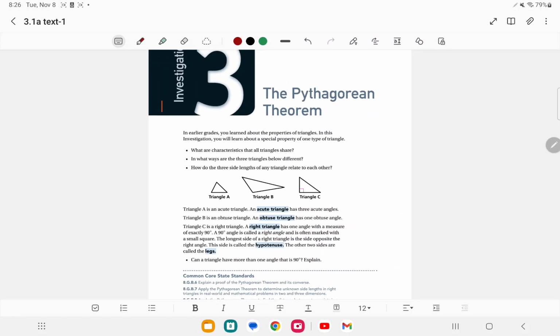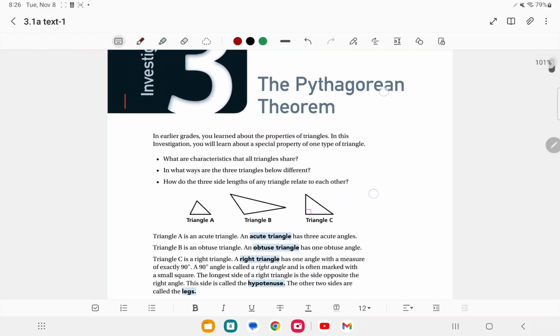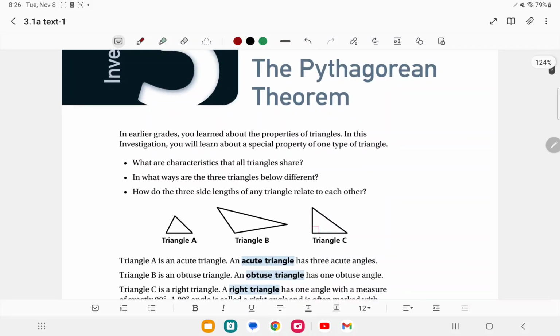In this video, we're going to be taking a look at the introduction to the Pythagorean theorem, and more specifically, we're going to be taking a look at 3.1, discovering the Pythagorean theorem. Okay, so we've learned lots about triangles in other grades. Remember, there are 180 degrees in a triangle.